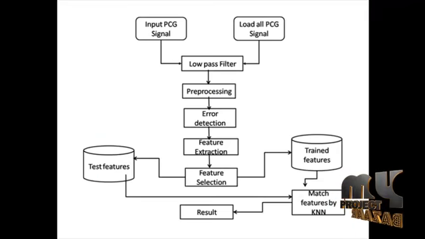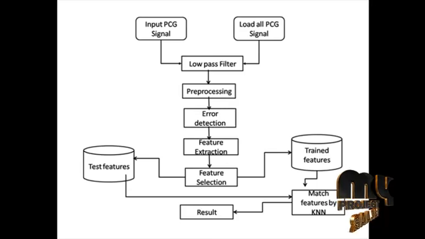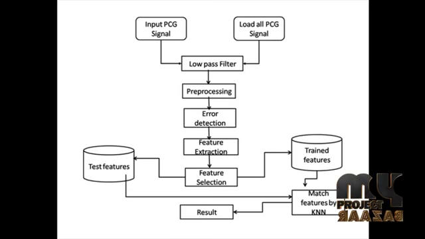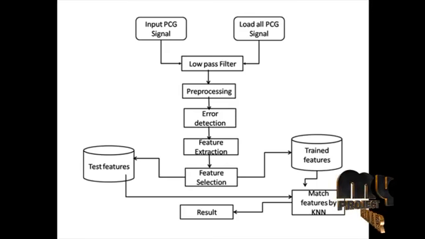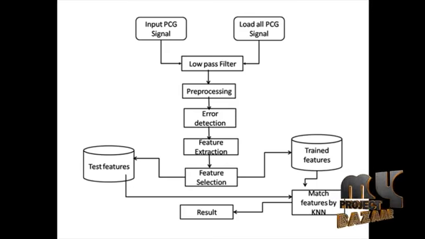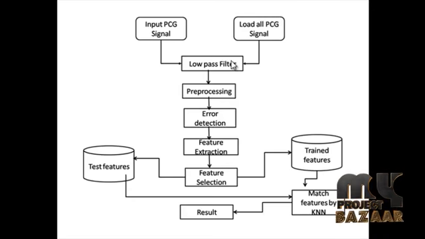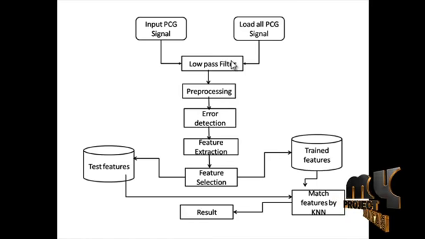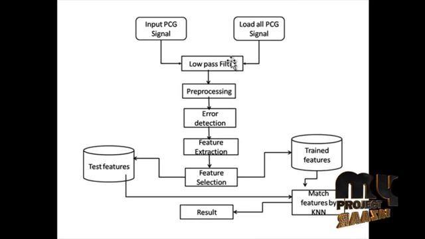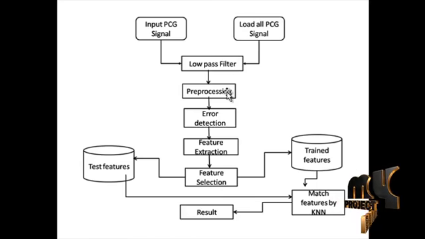Let me see the flow of the project: efficient method for event detection in phonocardiographic signals. In this project, we perform two processes, one for the query PCG signal and another for the database PCG signals. Load all PCG signals and perform the low pass filter. The low pass filter is performed for order 1, order 2, order 3 and order 4. After that, we perform the pre-processing.